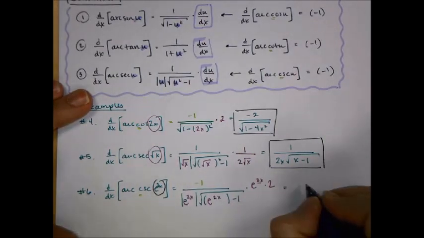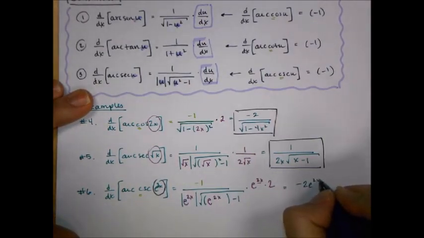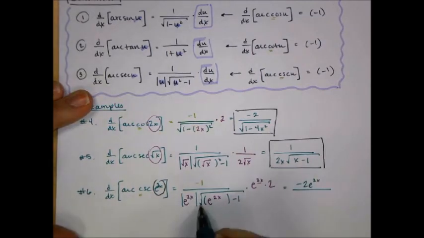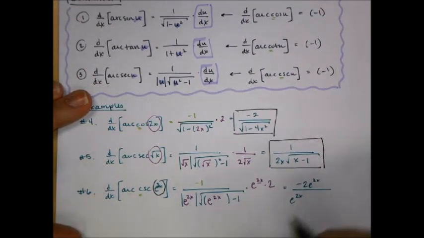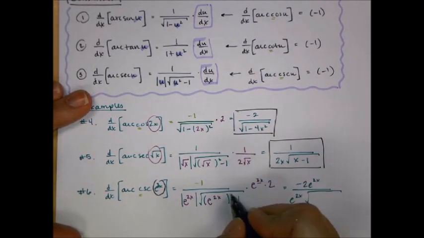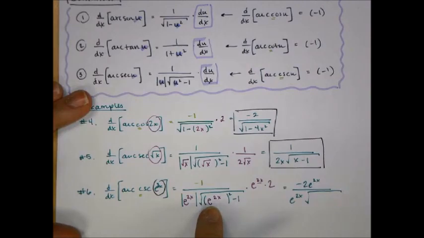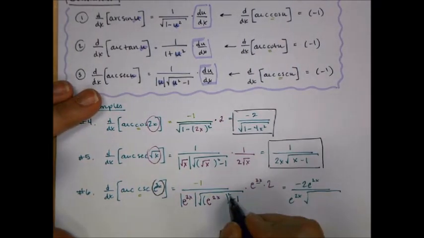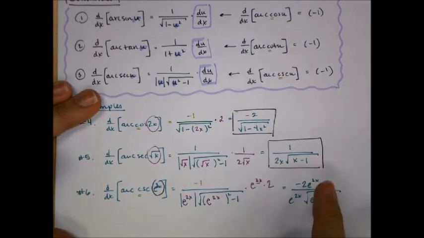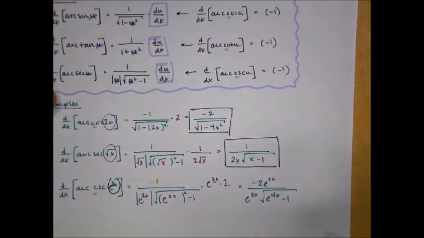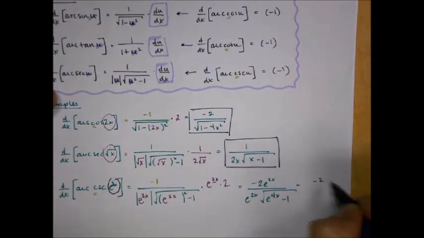In the denominator, I don't need the absolute value symbols, so you have e to the 2x here as well, times the square root of, we forgot to square this, e to the 2x squared. So multiply your exponents, e to the 4x minus 1. Now the e to the 2x's on the outside can reduce, and we're left with negative 2 over the root of e to the 4x minus 1.